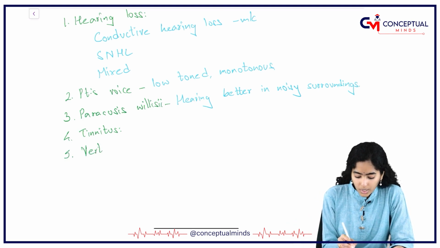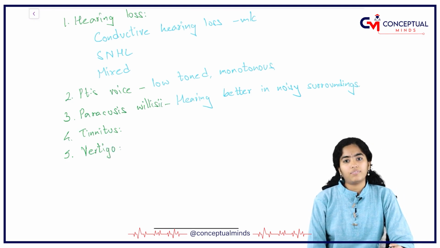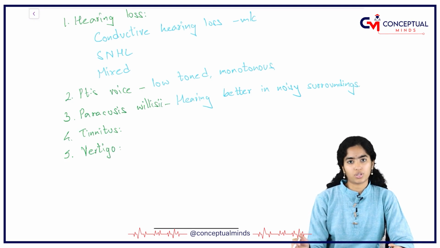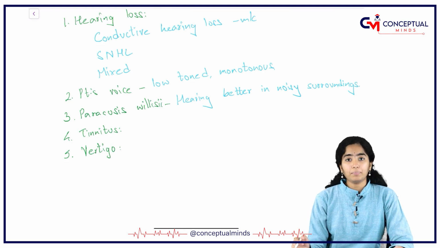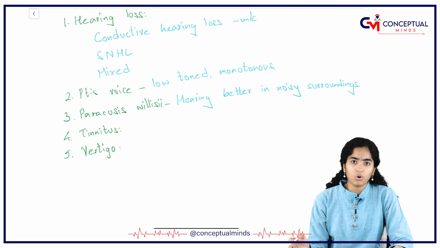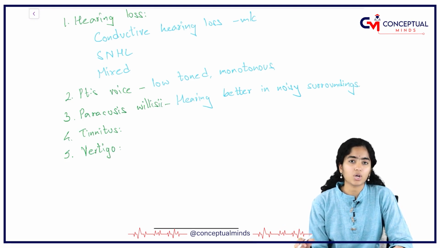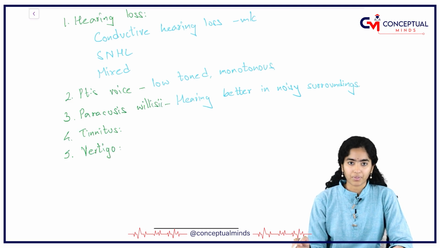Next comes vertigo. Vertigo is not a very common clinical feature that is seen in patients of otosclerosis, but still it is important because in patients suffering from vertigo with otosclerosis, the management is slightly different. Because while performing stapedectomy, we have to make sure the patient does not have vertigo, as stapedectomy can worsen the vertigo.